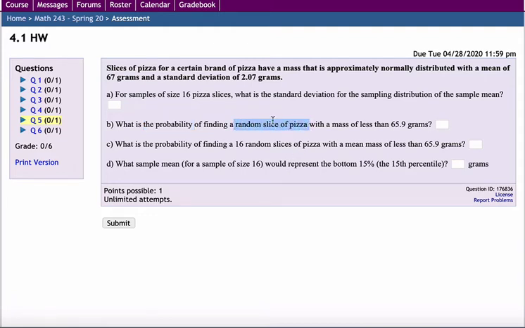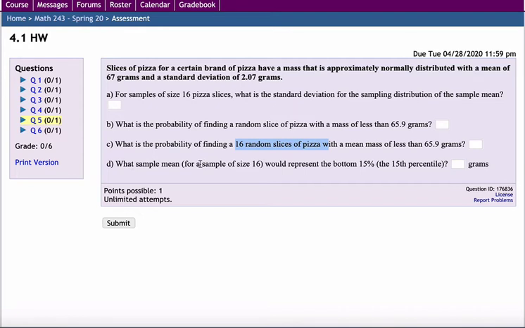It's talking about a single slice that has a mass less than this. Contrast that with what is the probability that the average of 16 slices is less than that weight. Maybe one of these is really from chapter 3 and one of these is from chapter 4. Let's take a look at the two of those. And then a part D here.